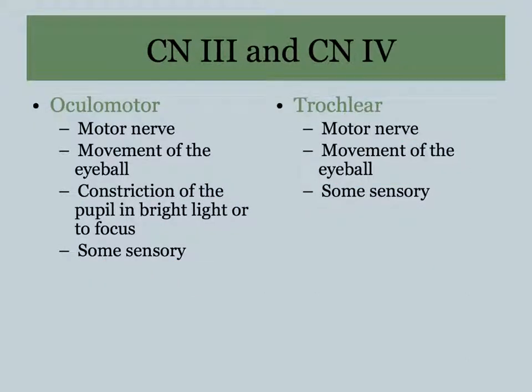Your next two nerves: cranial nerve 3 is the oculomotor. You can tell from the name that this is a motor nerve that's involved in moving your eyeball. The oculomotor nerve also allows you to constrict your pupil when it is exposed to bright light or you need to focus on something close. There is a tiny bit of sensory fibers in this nerve. When I say some sensory on some of these nerves, we're talking mostly about proprioceptors, the part of a sensory nerve that tells you where something is positioned in space. The trochlear nerve is another motor nerve, and this also involves the movement of the eyeball and a little bit of sensory nerves and proprioceptors.